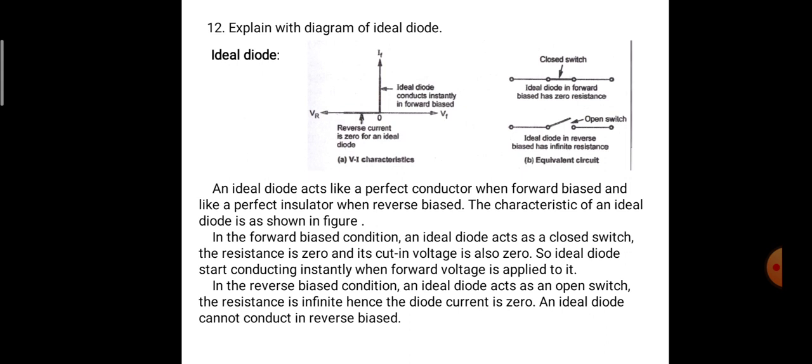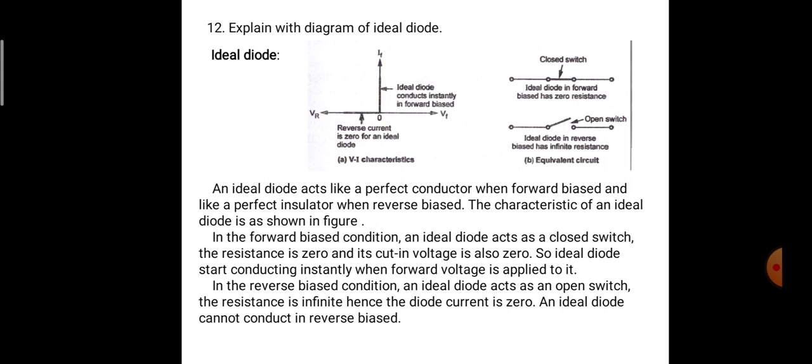In the forward biased condition, an ideal diode acts as a closed switch. The resistance is 0 and its cut-in voltage is also 0. So an ideal diode starts conducting instantly when forward voltage is applied to it.